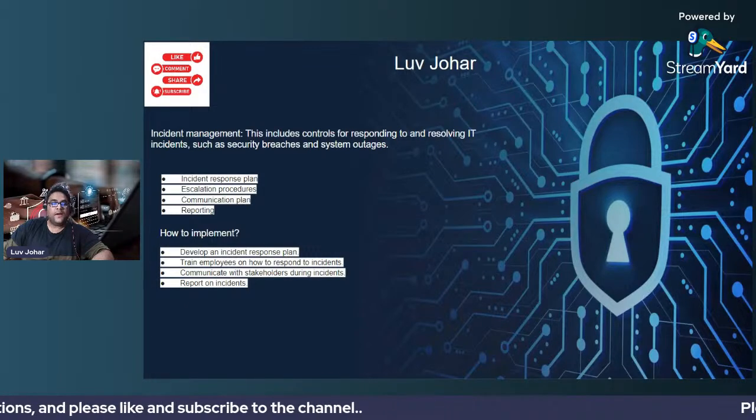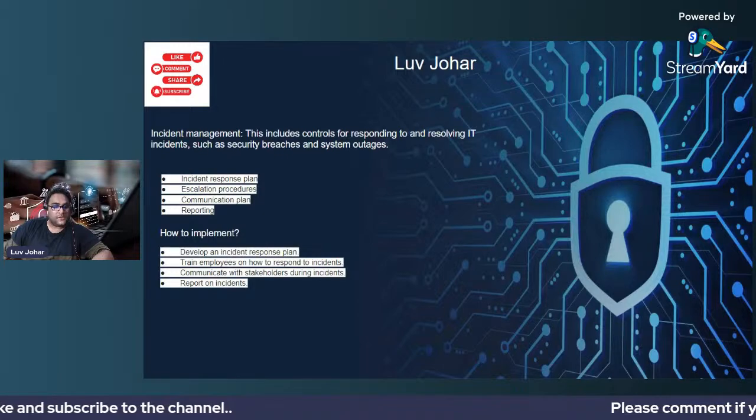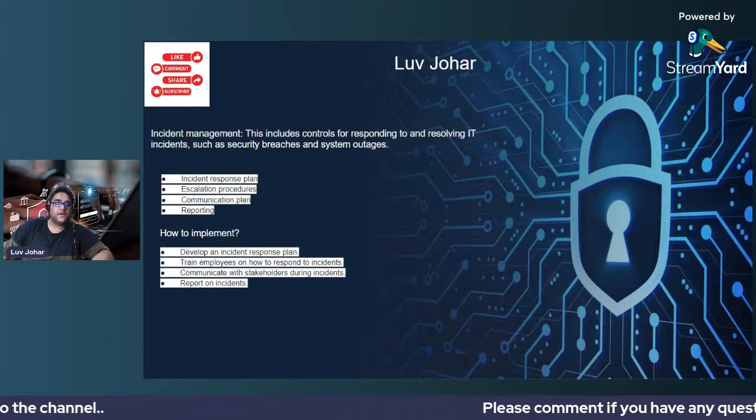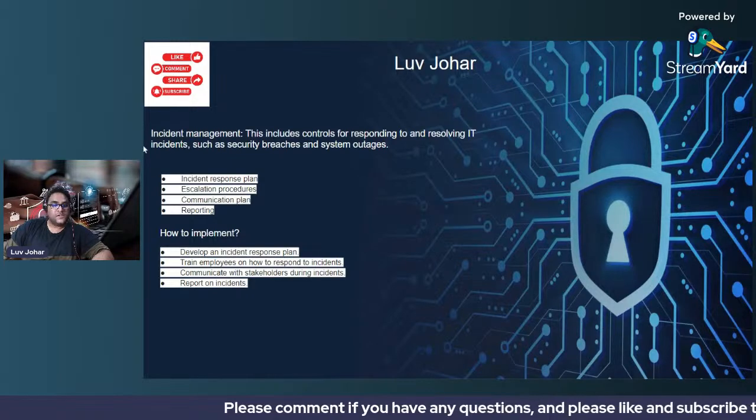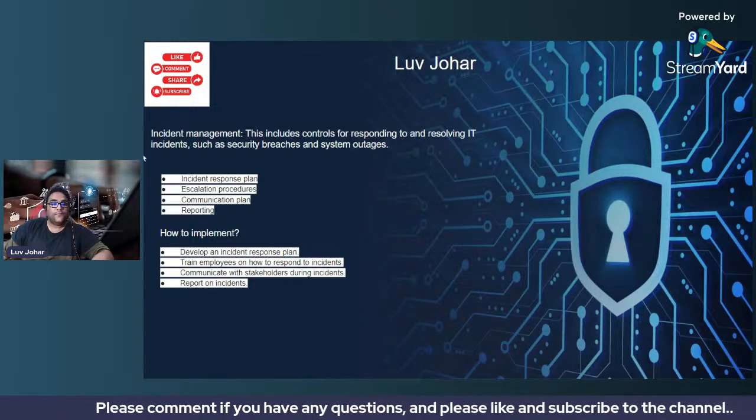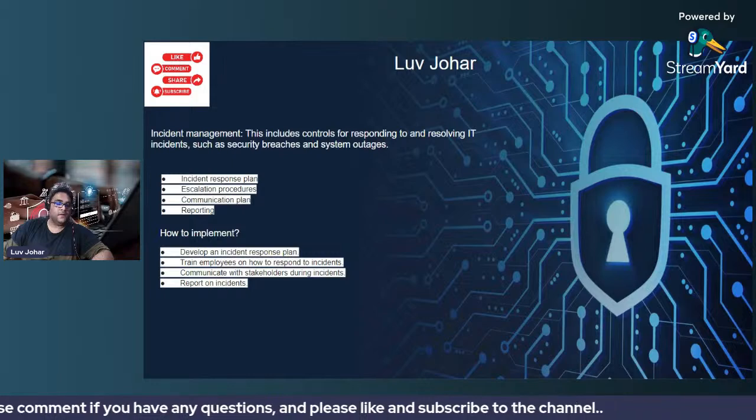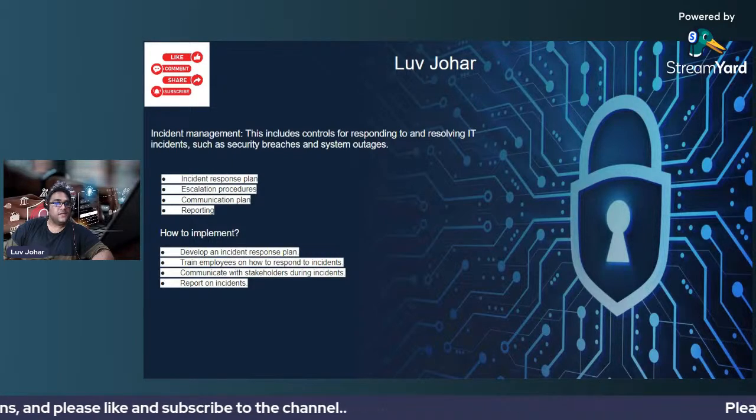And how to implement, as I said, you have to develop an incident response plan. You have to train your employees on how to respond to incidents. You have to conduct some drills for security incidents. You have to make sure that you follow the process properly, because, to be completely honest, when an incident happens, if the teams are not trained, they would not be able to manage the incident.